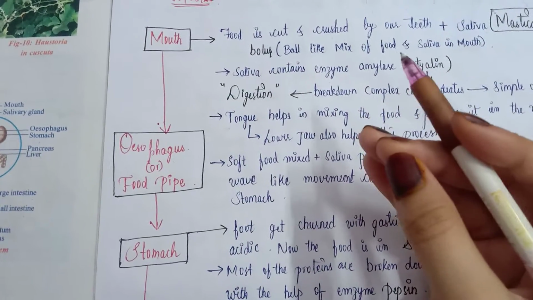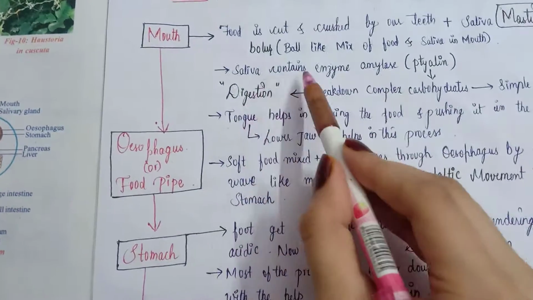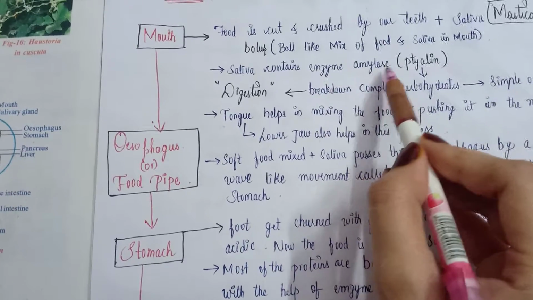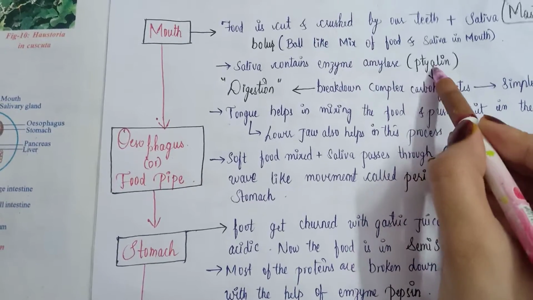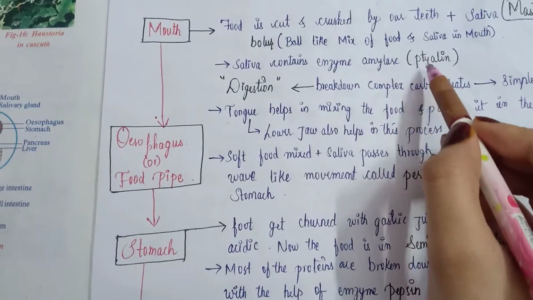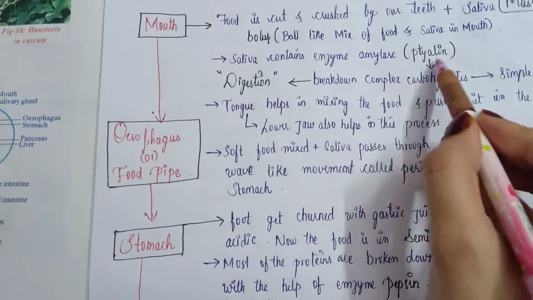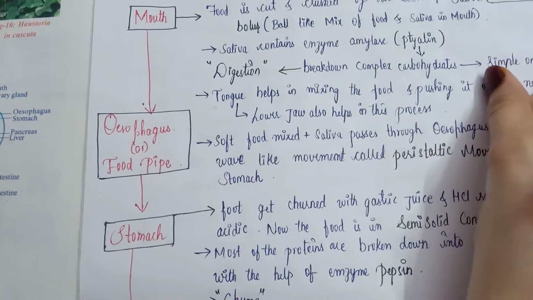Actually, saliva is created by three pairs of salivary glands, and it mainly contains an enzyme, amylase. This enzyme amylase is called ptyalin, where the P is silent. What it does is help in breaking down complex carbohydrates into simple ones.